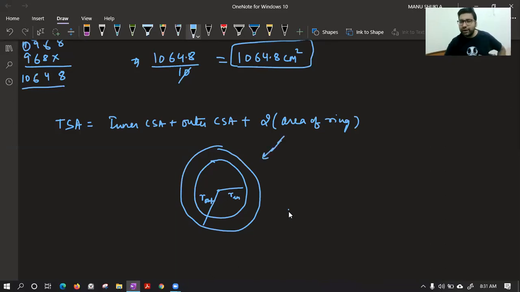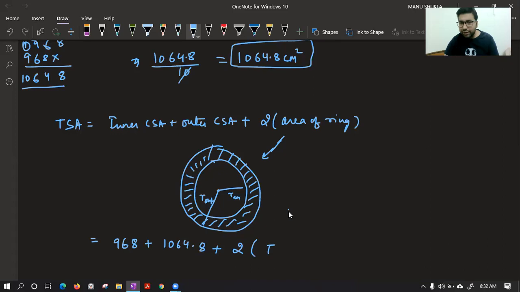Please tell me, how can we find the area of ring? Area of circle we know is pi r square. How to find area of ring? Yes, area of bigger circle, that is pi r out square minus pi r in square. That way we can find. That is equal to, we have found inner is 968, outer we have found is 1064.8 plus we have to find 2 into pi r out square minus pi r in square. Yes class, any doubts in this thing what I have done?